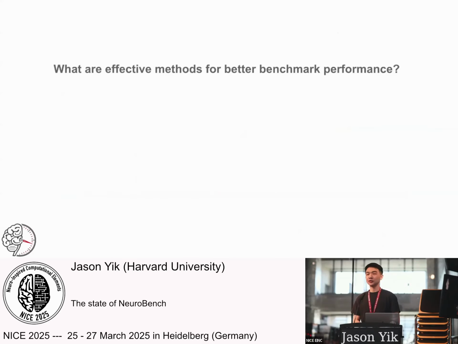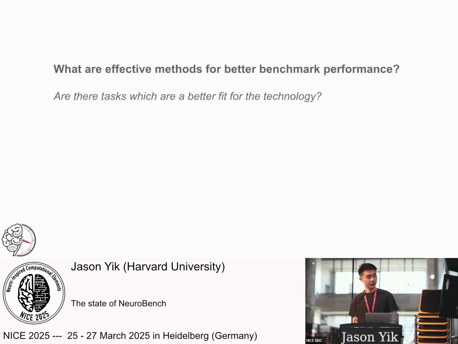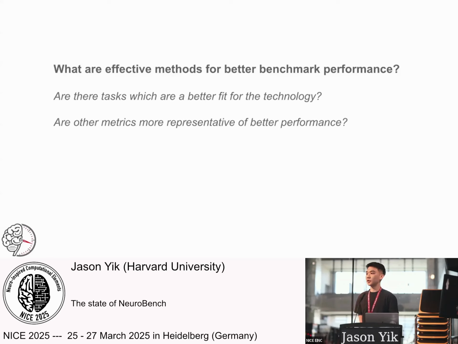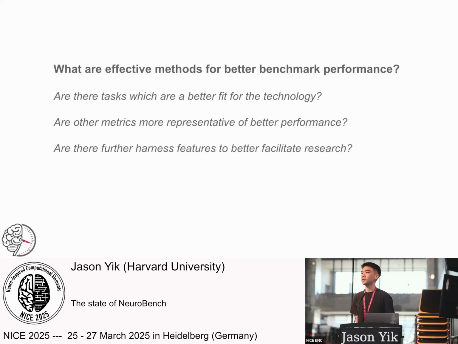So what's next for NeuroBench? I'd like to present this as questions to you, as NeuroBench has and will continue to be a community effort. So probably the question you're most familiar with, what are effective methods for better benchmark performance? What kind of algorithms can I create, training, model architectures, and so on? But with the centralization of benchmarking, we have the opportunity to treat benchmarking as a science and improve on benchmarking itself. And that includes questions like, are there better tasks? Are there tasks which are a better fit for this technology? Are other metrics more representative of better performance? And are there further software harness features which can better facilitate research? So these are essential questions which I think we really have an opportunity to ask here with the NeuroBench project.